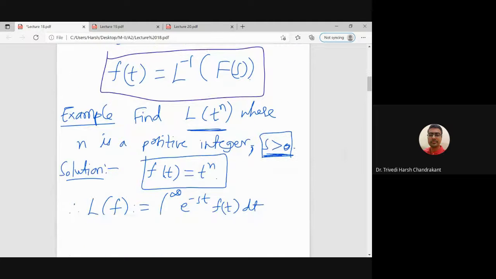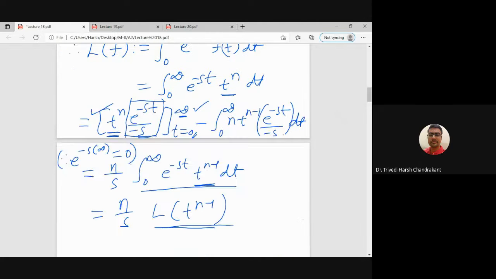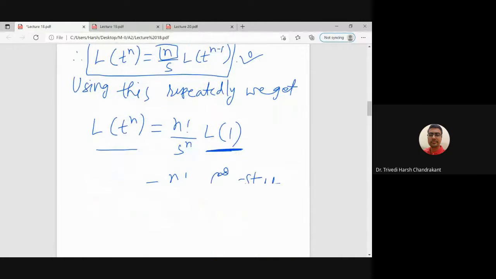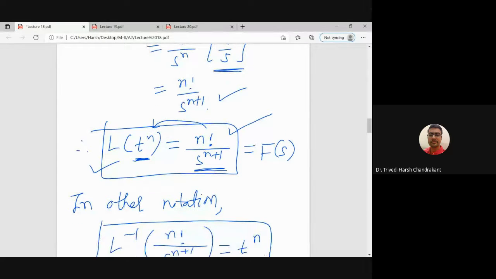First of all, we discuss the Laplace transform of any power of t. We know that polynomials are functions in terms of t power n. So what is the Laplace transform of t power n? That is what we found: the Laplace transform of t power n is nothing but n factorial divided by s power n plus 1, and this is true for all non-negative integers n.